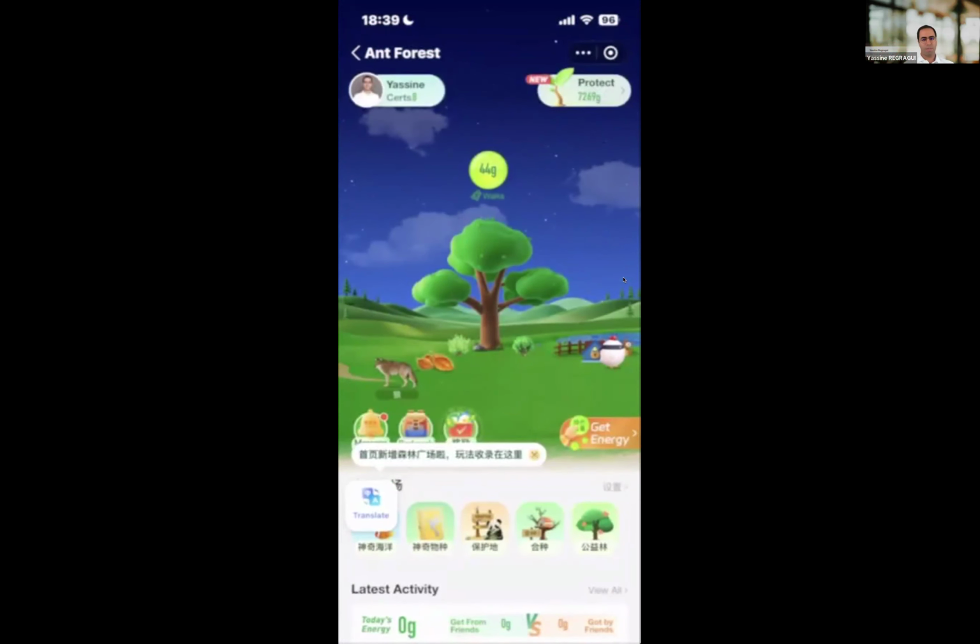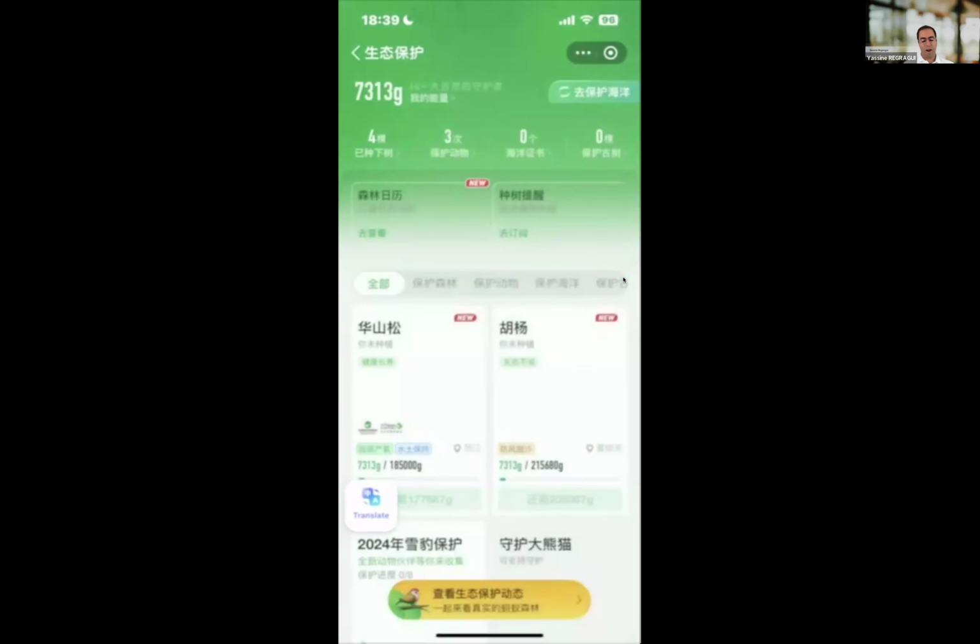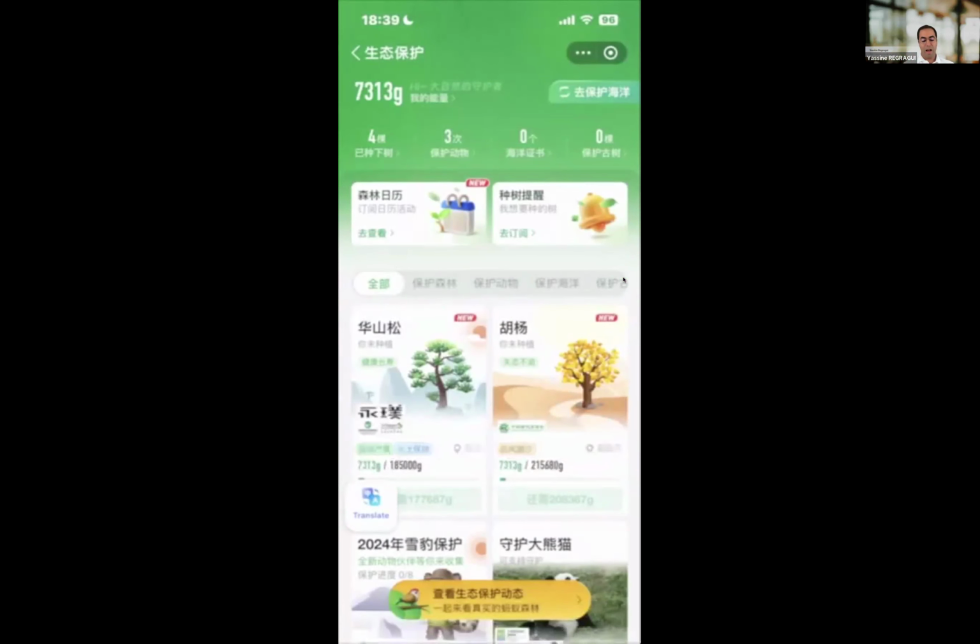So how it works: whenever I use the app or I do something that is ecological, I will gain some energy. Here you can see I have access to 44 energy because I have walked a lot. So I can collect it. And on the top right, you can see that it's 7,000 grams, meaning that I'm reaching 7,000 grams of energy.